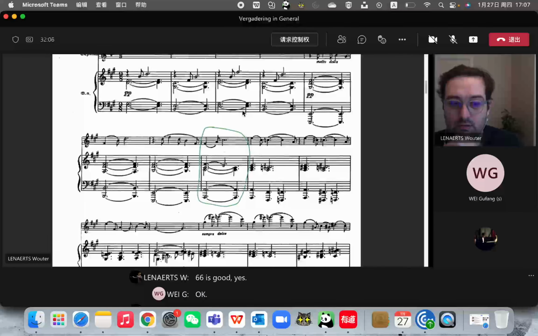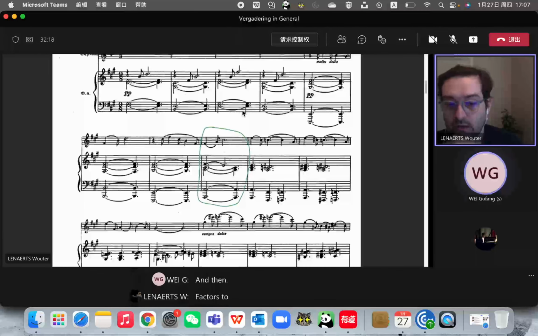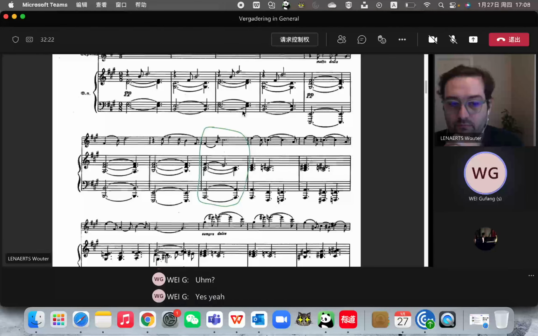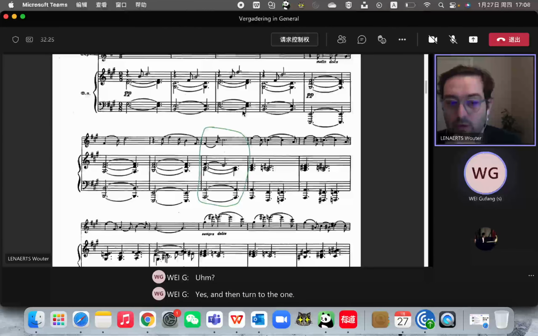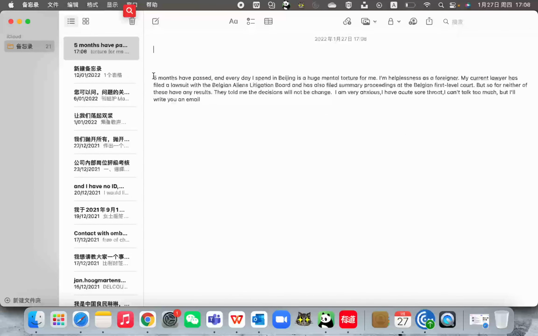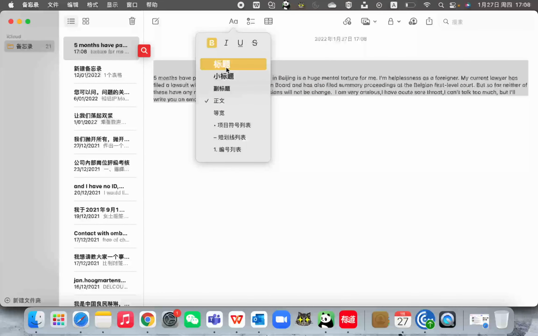Good. And then? Fa goes to mi, then you get the 1. Yes, then turn to the 1. Exactly. So what can you say here? What is the musical meaning of the 6/6 at this moment? Which ornament is the 6th degree at this moment?